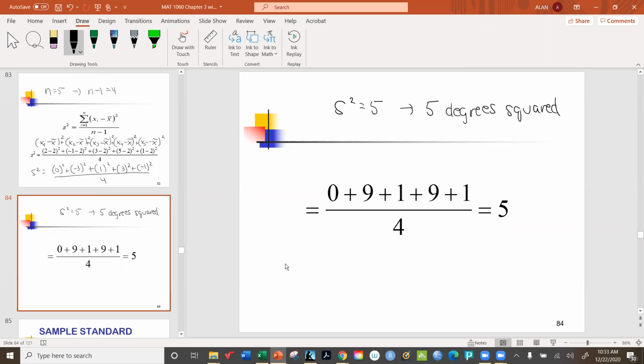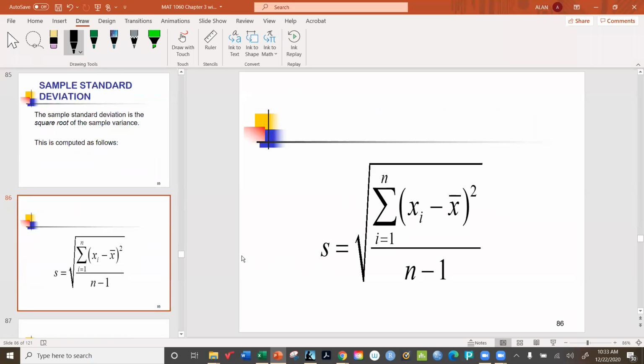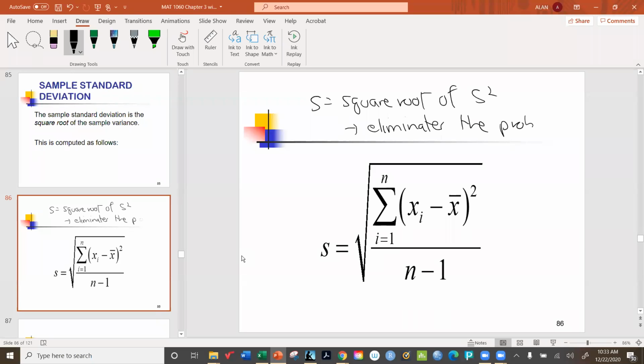The standard deviation takes this number and basically takes the square root to get rid of this problem with the units. So when you look at the formula, you'll see that all we've done is taking the square root of the variance. It's literally the square root of s squared. And here, the reason why we do this eliminates the problem of squared units.